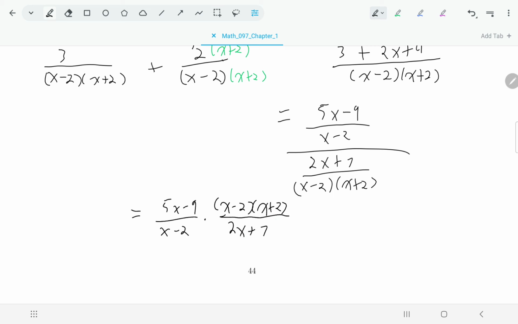And if I'm looking at cleaning things up, I notice that I've got x minus 2 as a factor for both the top and the bottom. So I can cancel out the x minus 2. And what does it look like this leaves me with? Well, in the numerator, I have a 5x minus 9 and an x plus 2 being multiplied together. And in the denominator, it looks like I just have 2x plus 7.